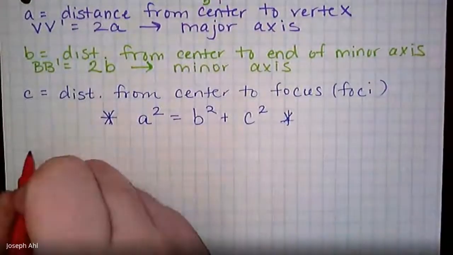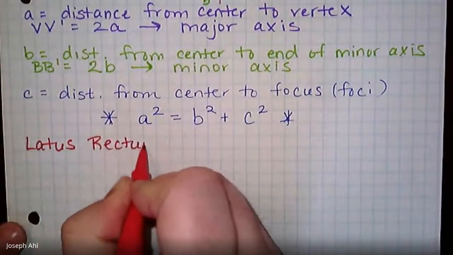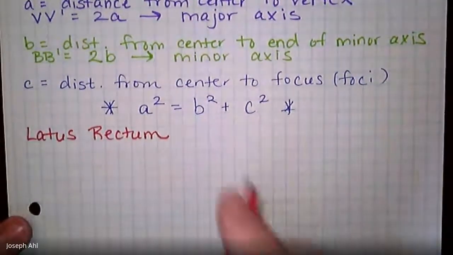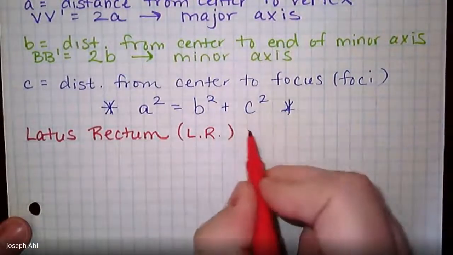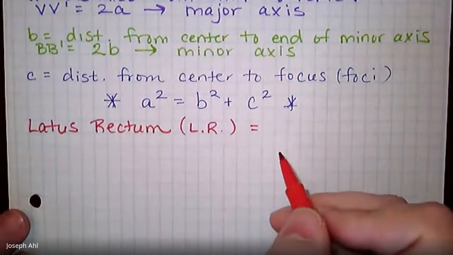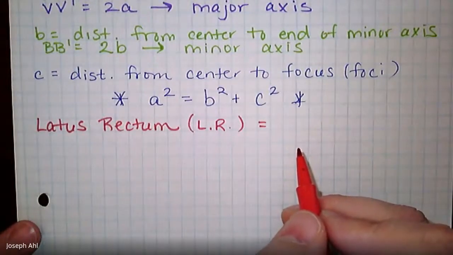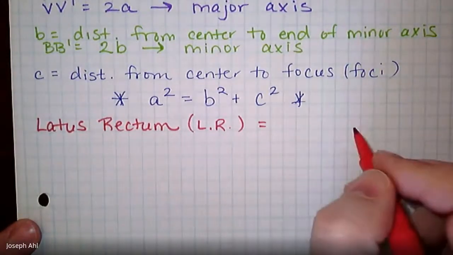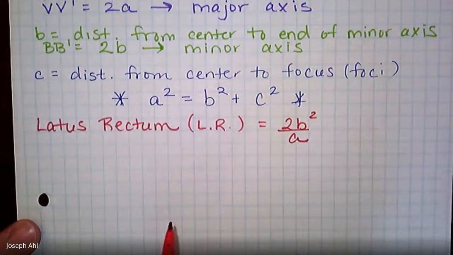So we are going to have a length of the latus rectum in an ellipse, which you guys know we just call the LR. Without going through the derivation right now, although if you're really interested in it, which I know you might be, email me, I'll send you the derivation. The formula for finding that length is 2b squared over a.